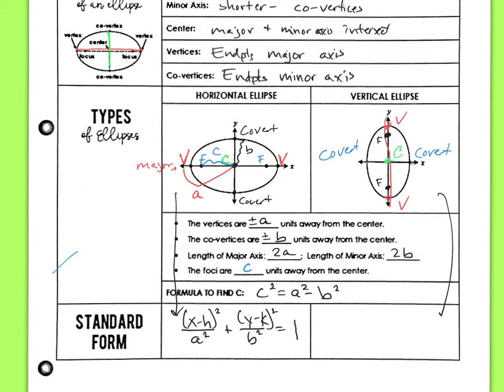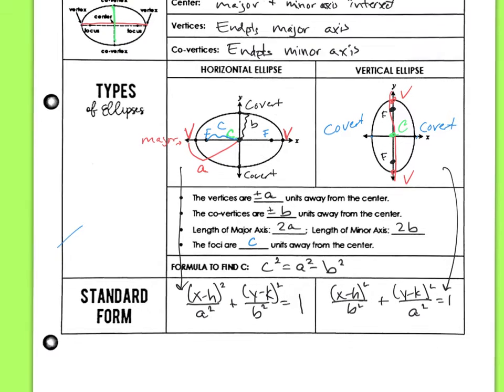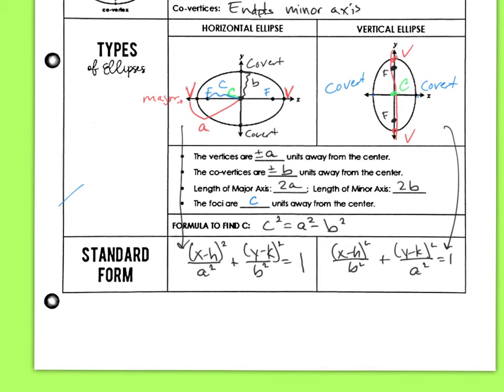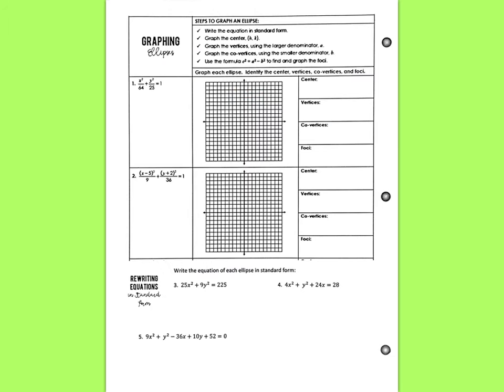If it's oriented the other direction, if it's vertical, now a squared is going to be underneath the y, because a squared is always bigger, and that's the important part. I'll show you how to use this, but the big important thing is that a squared is largest. So a squared is the big one. It really doesn't matter which one's first and which one's second.